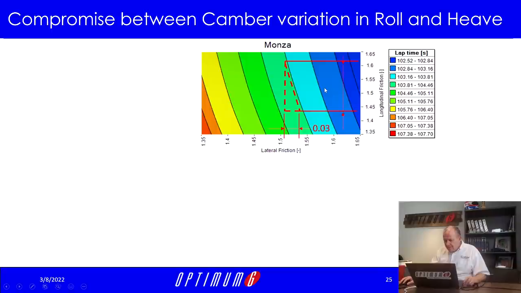Look at that, 0.17. So that means that at Monza, 0.17 divided by 0.03, 5.7. That means that the lateral grip is much more important than the longitudinal grip to get the same lap time. You're going to tell me, oh, Claude, that's Monza, it's a fast track.